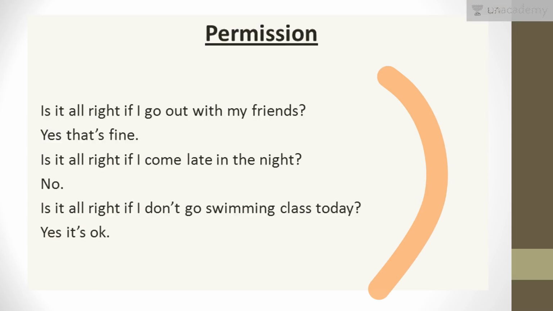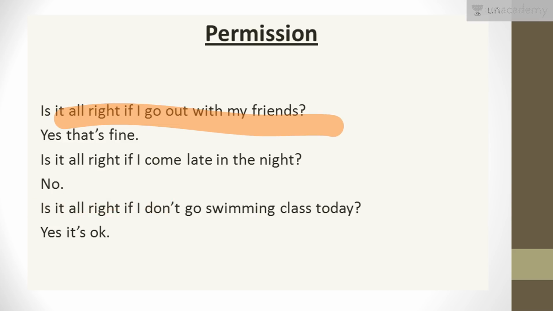Similarly, I have some more examples starting with is it all right? This is also one more way of asking for permission. So is it all right if I go out with my friends? क्या ठीक रहेगा अगर मैं अपने दोस्तों के साथ बाहर चला जाऊँ तो? Now generally students ask their parents about the same. Is it all right if I go out with my friends? Now parents will say yes, that's fine. हाँ जी बिल्कुल चले जाओ.